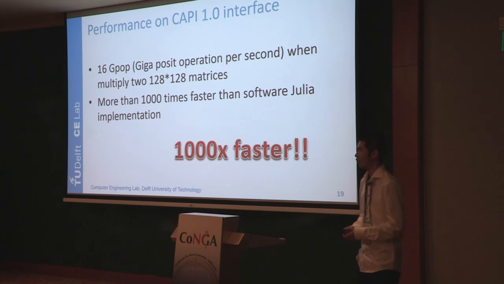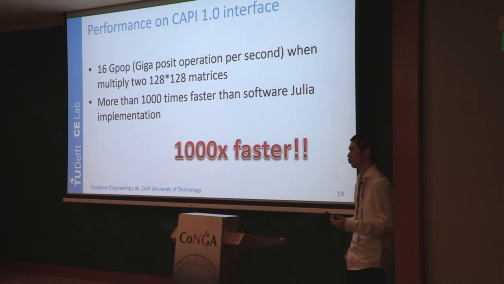And we get a new word, GPOP. It means gigaposit operations per second. It seems that Mr. John Gustafson likes it, so we use it. And our design can achieve 16 GPOP when doing the multiplication of two 128 times 128 matrices. It's already more than 1,000 times faster than the software implementation.